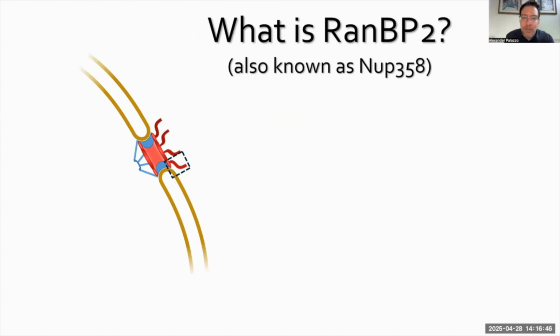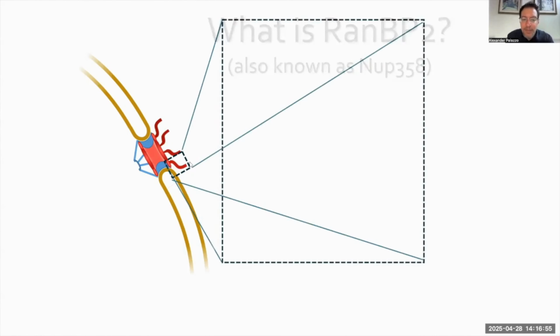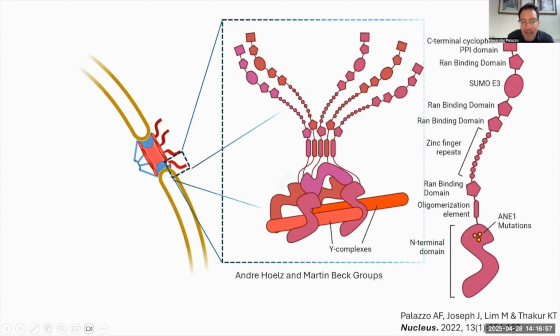RanBP2 sits on the cytoplasmic face of the nuclear pore and is the main protein in these filaments. If we zoom into these filaments, we can see that every single filament is actually composed of 5 RanBP2 protein molecules. I'm showing here on the right a single one of those molecules. The RanBP2 protein, which is made from the RanBP2 gene, is divided up into chunks, which cell biologists and biochemists like to refer to as domains. So there are various domains that make up the entirety of RanBP2.